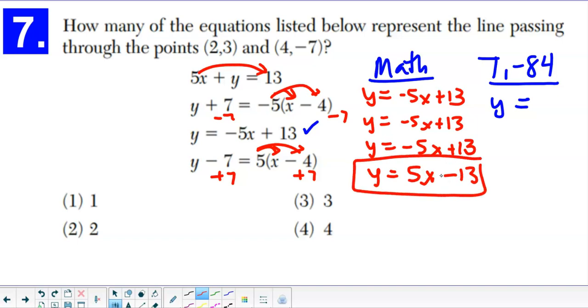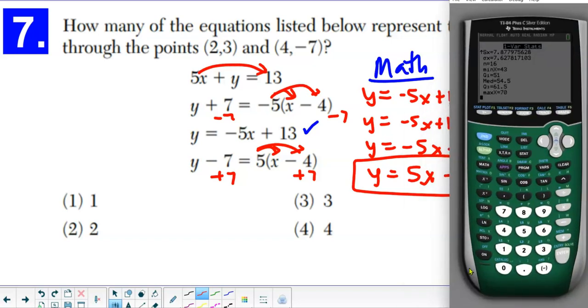If this is the only equation that's different, then this is the only equation that could have points different than these three. So that means, how many of these equations listed below represent the line passing through these points? So that means that either these three are all right or these three are all wrong. So let's use our TI-84 just to double check here. I'm going to go into my y equals button. I'm going to type negative 5x plus 13 in this one. And I'll type negative 5x minus 13 in the next one. And I will look at their tables.